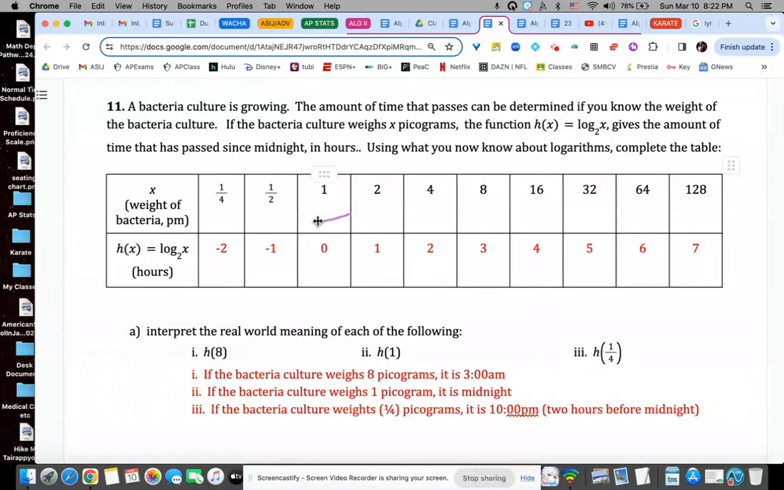If I put in 1, you have to know your notation for functions. If I put in 1, I'm not going to have anything, so it's going to be midnight, right where we started. If I put in a quarter, that's like 2 hours ago. So that would be 10 p.m. instead of midnight.